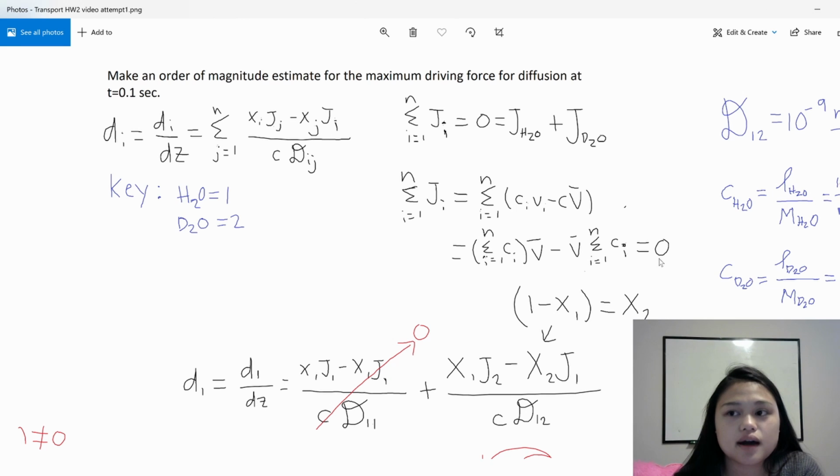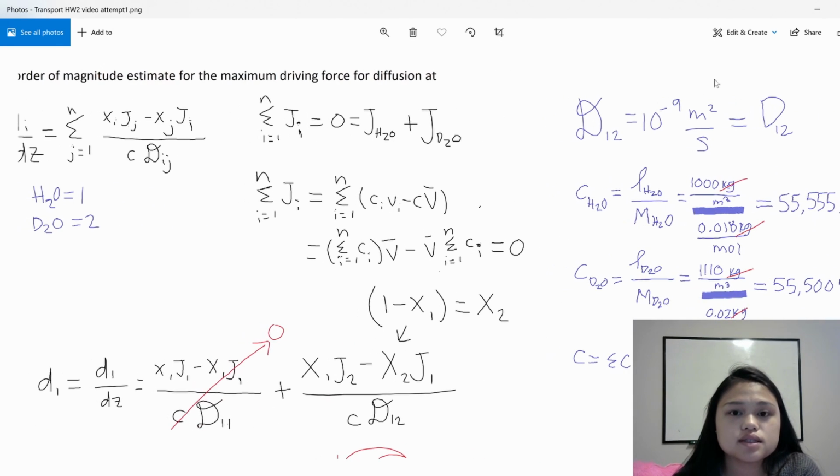I did that in my last video also. But what's important is that we know that the molar diffusion flux for H2O plus the molar diffusion flux for D2O equals 0. So if we move over here, we can see that the Stefan-Maxwell diffusivity is going to equal 10 to the negative 9 meters squared per second. And that's because this is an almost ideal situation. So we can assume that it equals the diffusion coefficient.